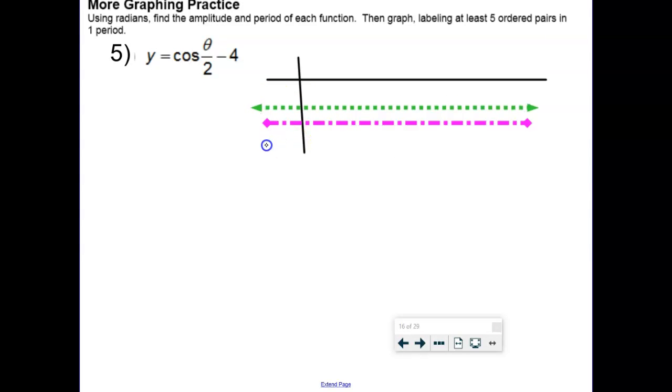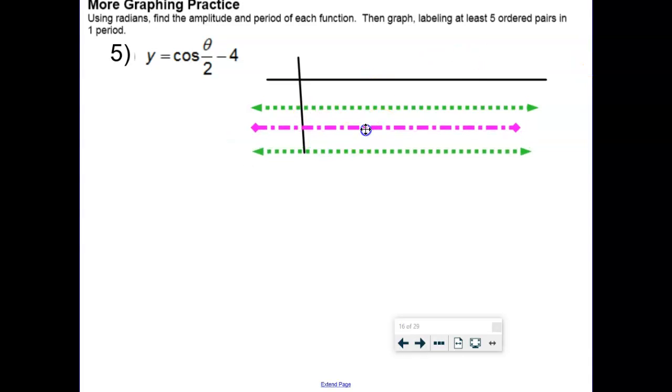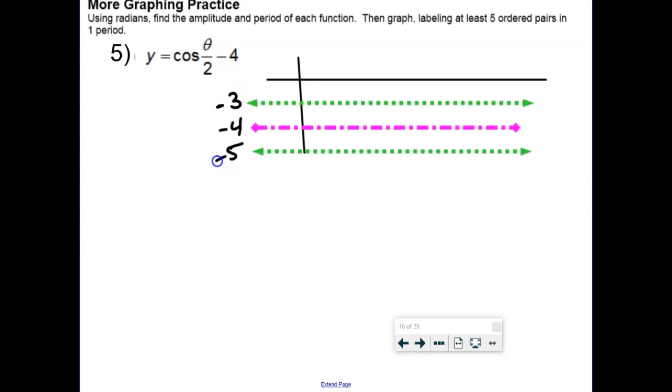So, I don't know why I made this so small. That was really stupid. That's okay, I can move everything. Okay, so this is not even to scale anymore, but I don't care. This midline, remember, was at -4, and if our amplitude was 1, that means this maximum line is up here at -3, and then below that would be a -5. No one can argue with me because I labeled them, right? Even though it totally is not to scale.